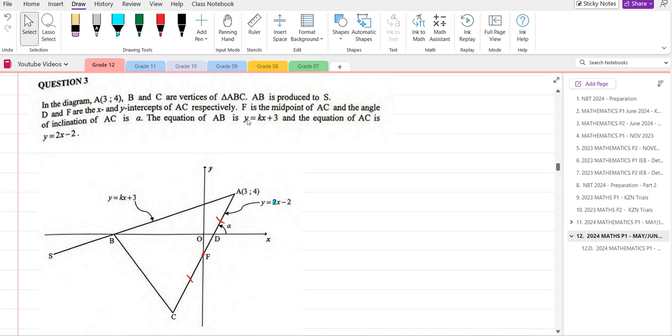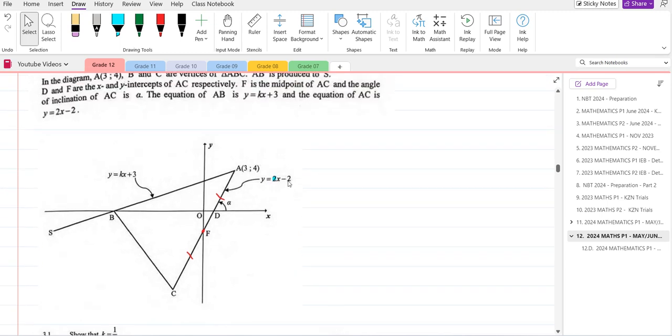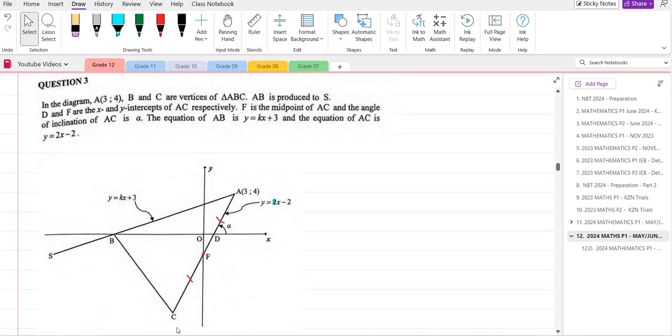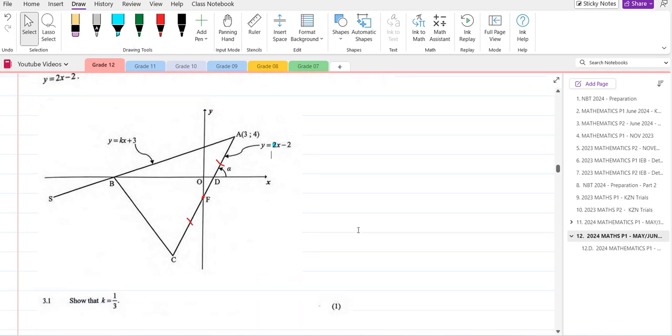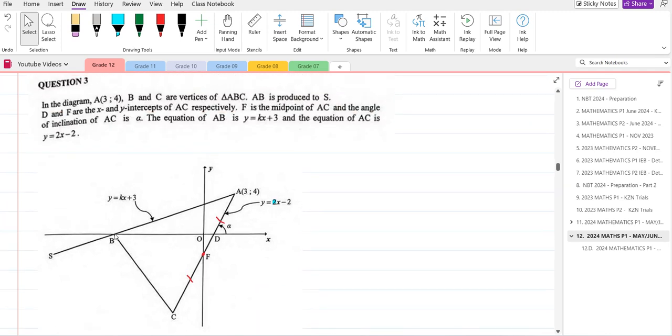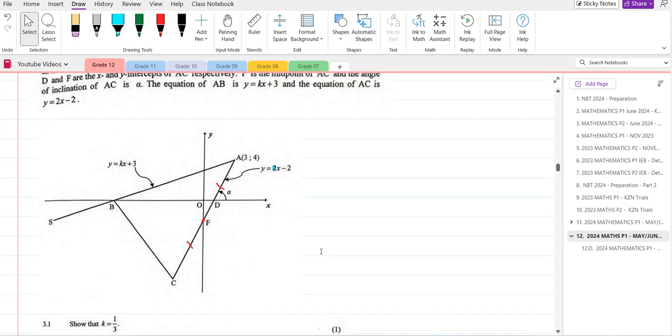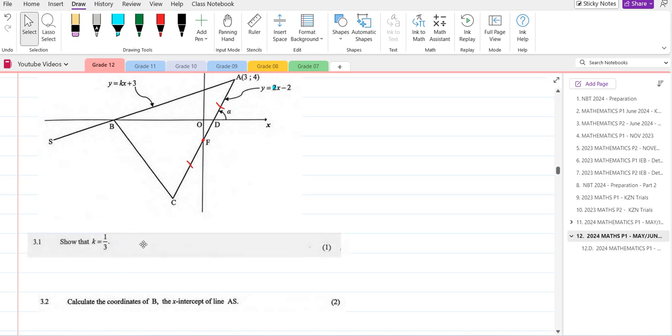The equation of AB is y equals kx plus 3, as is shown there. And the equation of AC is 2x minus 2. Right, so far so good. All the information, what you see here, is presented here. Right, so now the next question, they didn't tell us whether B is the x-intercept here. Did you read this? Maybe we can assume later on. Anyways, show that k equals 1/3.